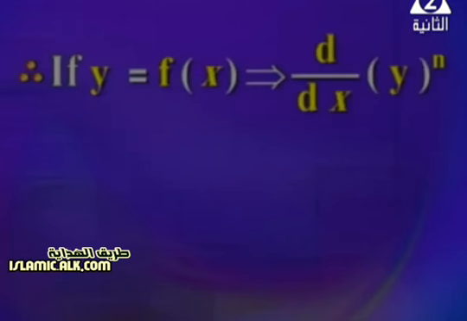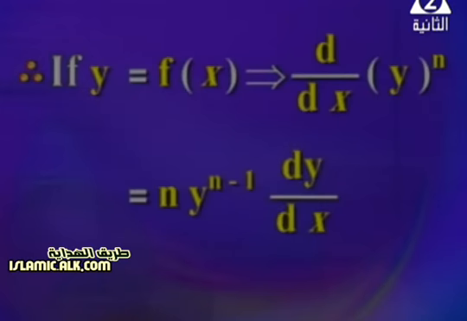Dear student, if y equals f of x, therefore d over dx of y to the power n equals n y to the power n minus 1 times dy over dx. Remember, dear student, y is a function f of x. What do you deduce? Yes, d by dx. What do you mean by d by dx? Differentiation with respect to x. d by dx of y to the power n equals n y to the power n minus 1 times dy over dx.